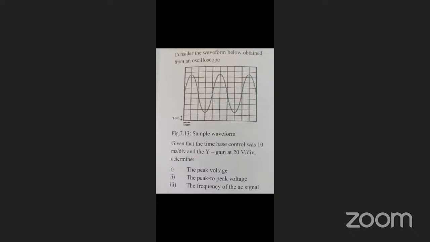So what is the answer? I can see 140 volts. Very good, because you're simply multiplying by two. The peak voltage is 70, so you multiply by two, and you obtain 140 volts. Then the periodic time.